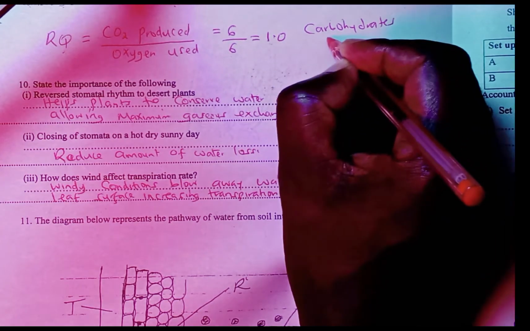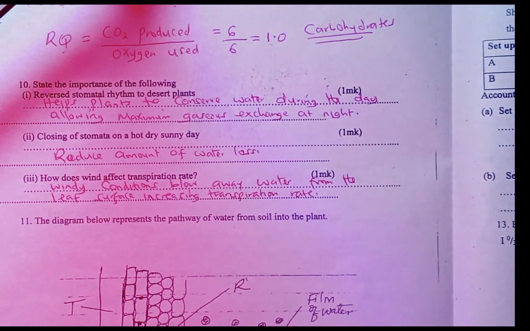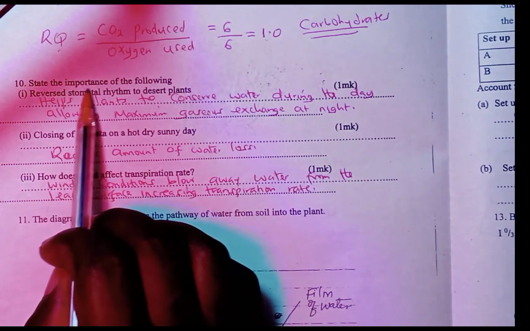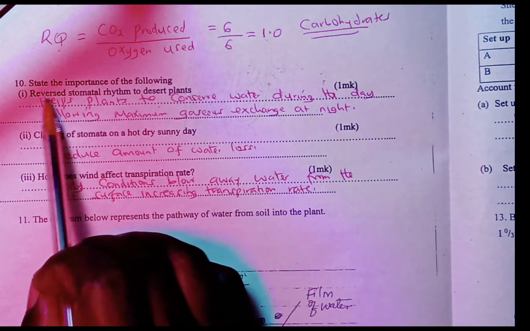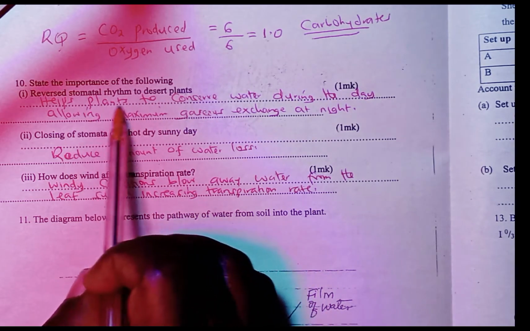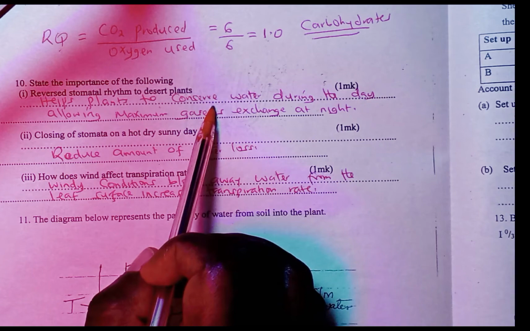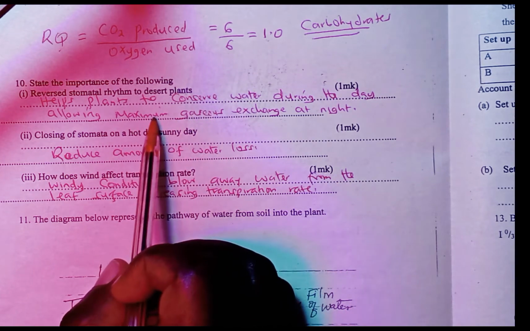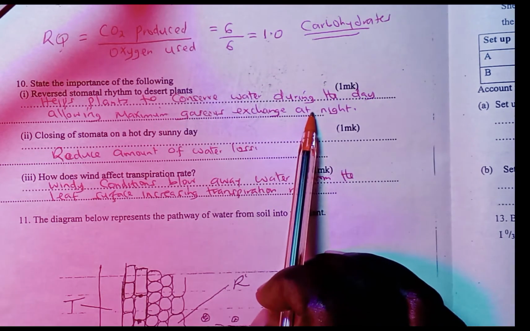Carbohydrates always will give us an RQ of 1. Question number 10. State the importance of the following. Number 1, reversed stomatal rhythm in desert plants. This helps plants to conserve water during the day, allowing maximum gaseous exchange at night.